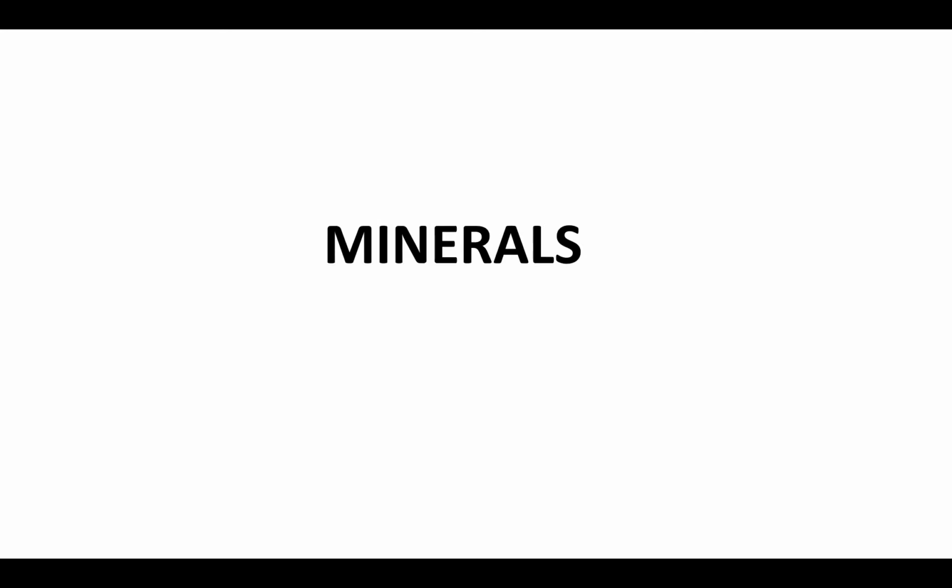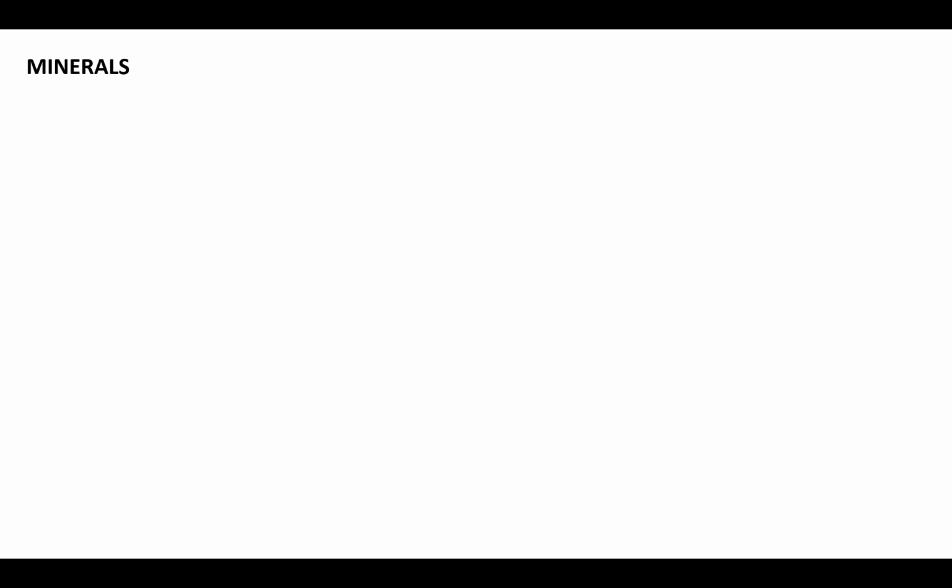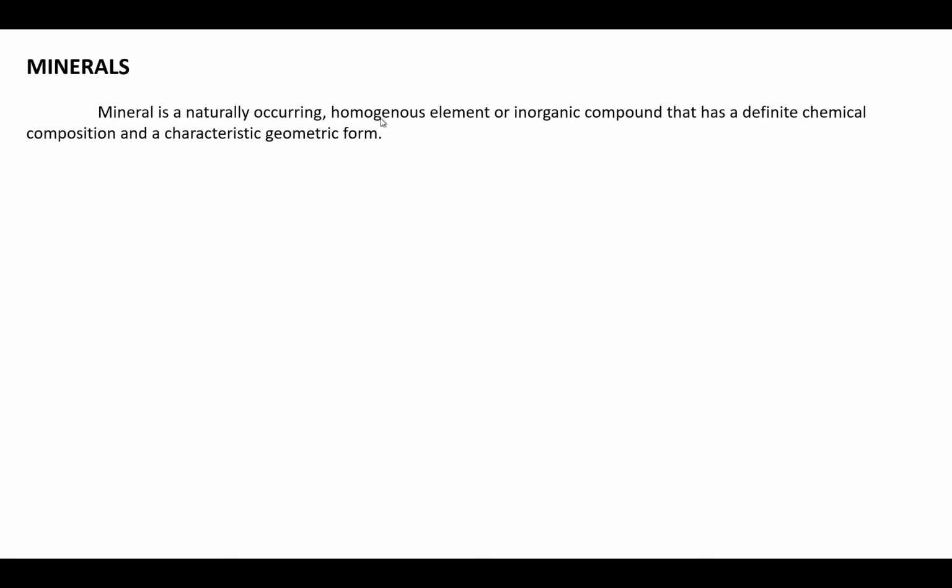Welcome to all. In this class, we're going to discuss minerals, to be specific, soil minerals. So, what is the definition of minerals? A mineral is a naturally occurring homogeneous element or inorganic compound that has a definite chemical composition and a characteristic geometry. Remember this word because it will be useful while we're dealing with the crystallography of minerals.